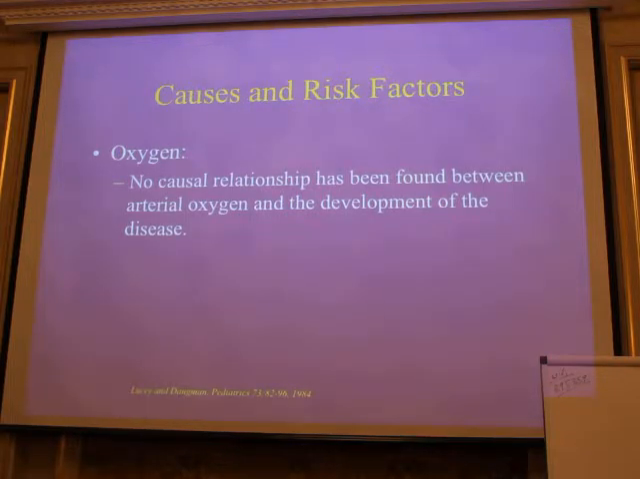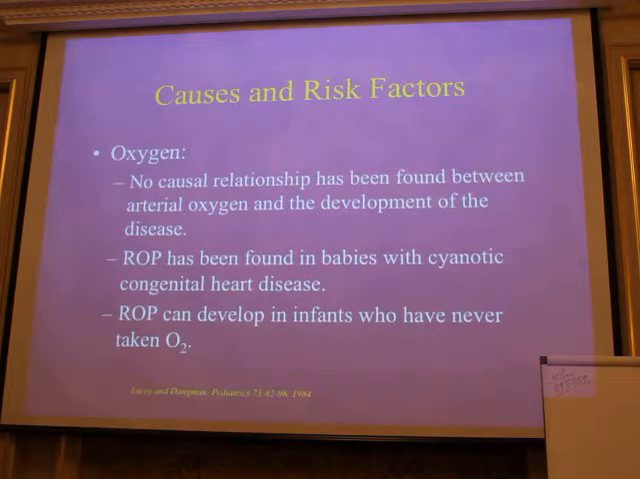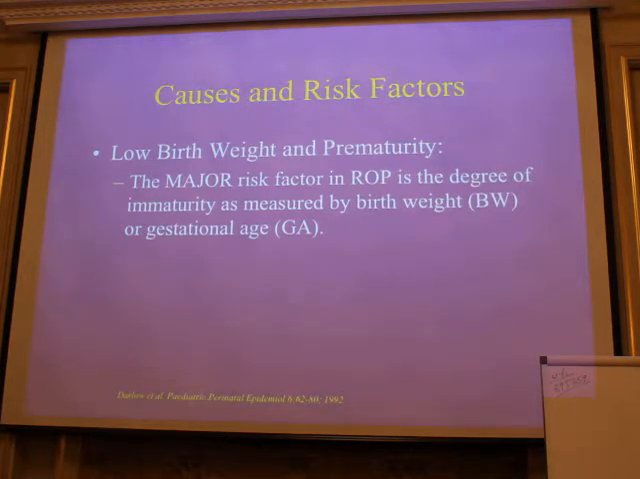In fact, ROP has been found in cyanotic congenital heart disease, so if anything, little oxygen is delivered to the retina, and maybe these babies have taken in less oxygen because of their cyanosis. So it's not something to really consider. In fact, we have reports of ROP developing in infants who have never had any oxygenation. So it's important, don't get me wrong, consider it, but it's not the only player.